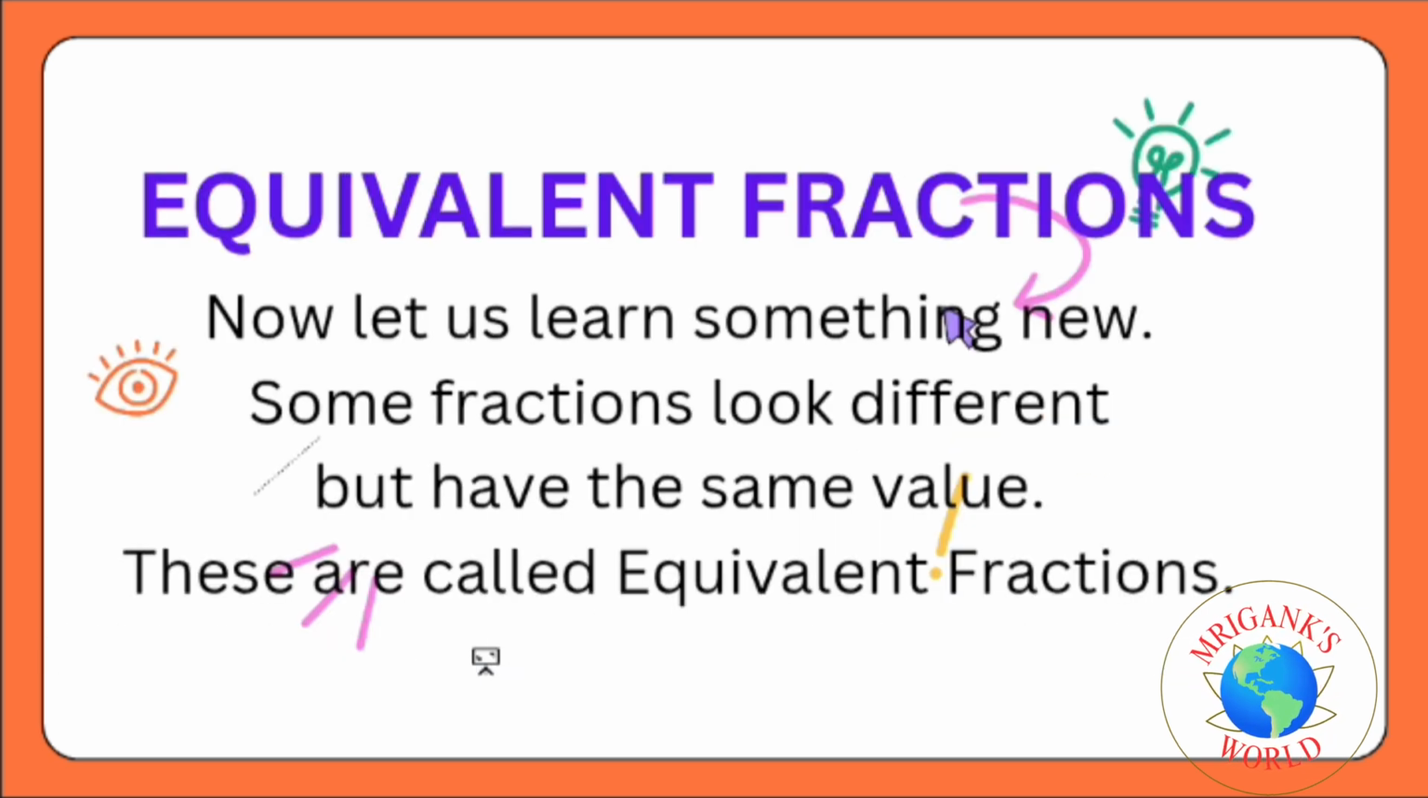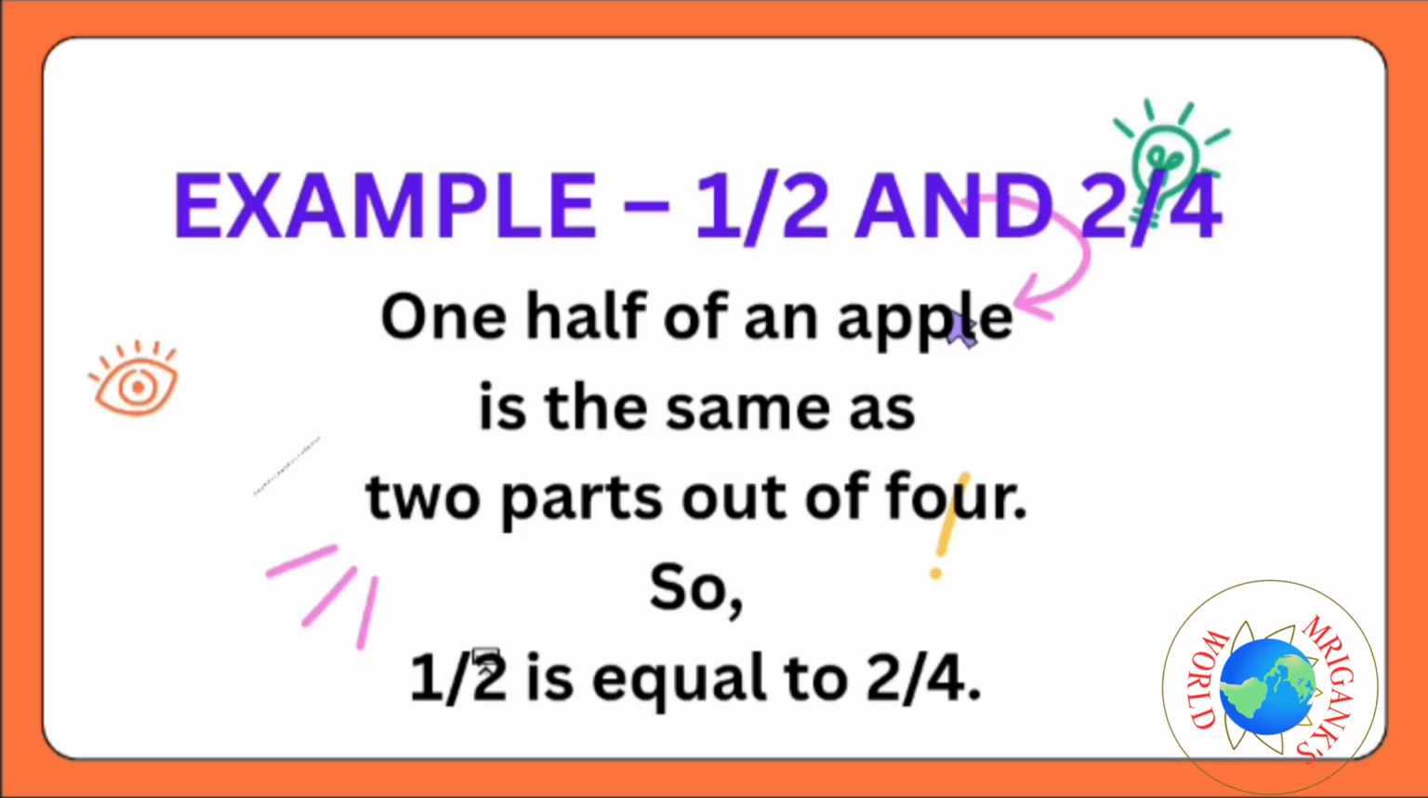Equivalent fractions. Now let us learn something new. Some fractions look different but have the same value. These are called equivalent fractions. Example: 1 by 2 and 2 by 4. 1 half of an apple is the same as 2 parts out of 4. So 1 by 2 is equal to 2 by 4.